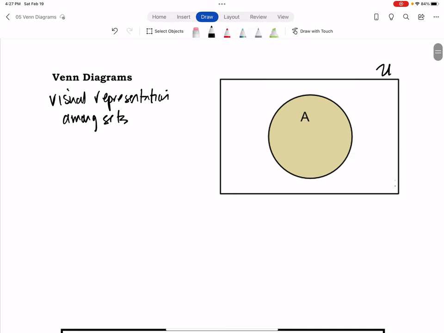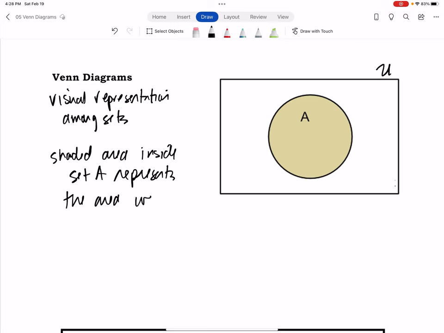In this case, the shaded area inside set A represents the area we're talking about. So we would say that this set A is shaded in this Venn diagram.